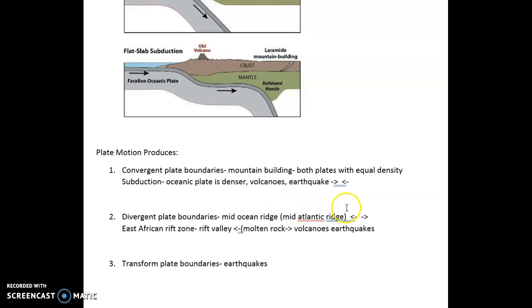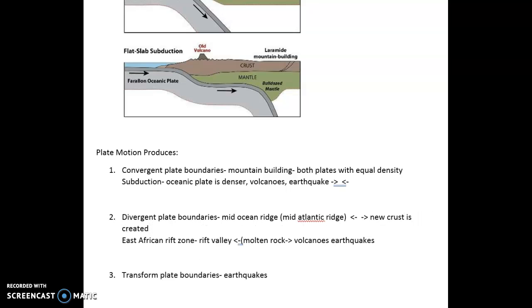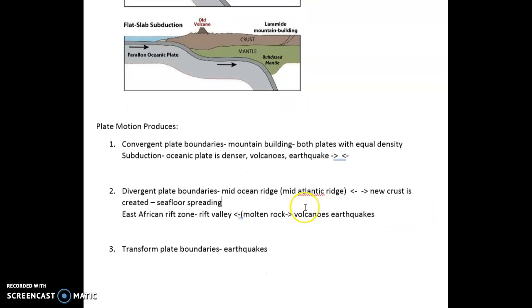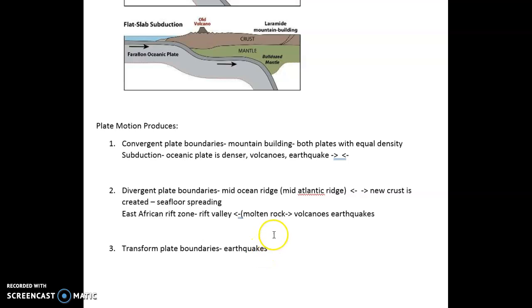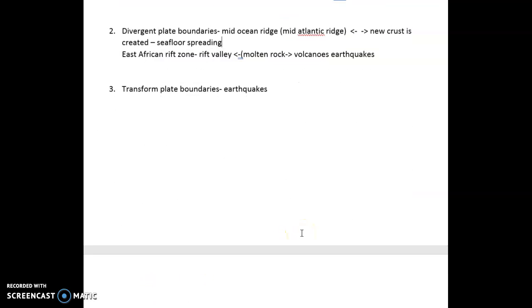One thing I want to point out about a mid-ocean ridge, this is where new crust is created. So we have igneous rock created here, and we call that seafloor spreading, because new seafloor is made at these places. Okay, so we have a transform plate boundary. We typically have earthquakes here. Okay, so I think we talked about a lot of the features that occur at these different plate boundaries.